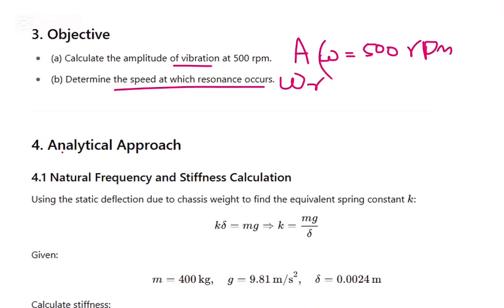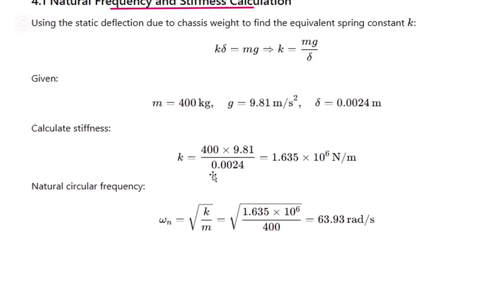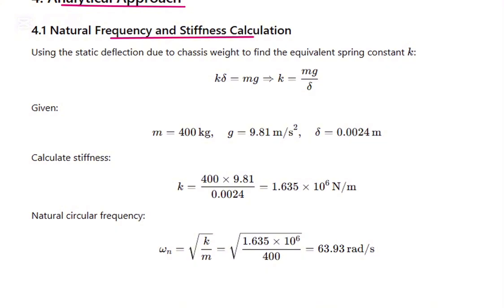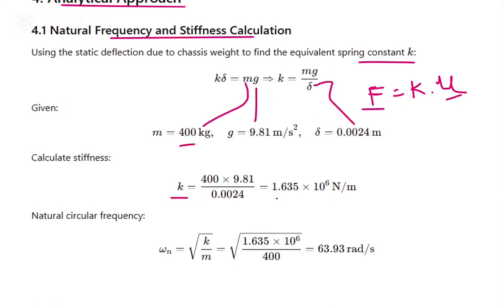So first thing is the analytical approach: natural frequency and stiffness calculation. Use the static deflection due to chassis to find the equivalent spring constant. We know force is nothing but stiffness into displacement. So the displacement they have given, and the force is the weight from this problem, that's 400 kg, right? So mass is 400 kg, gravity we know, and deflection also we know. So from that we can come to know the stiffness. Once we know the stiffness, from stiffness and mass we can know the natural frequency.